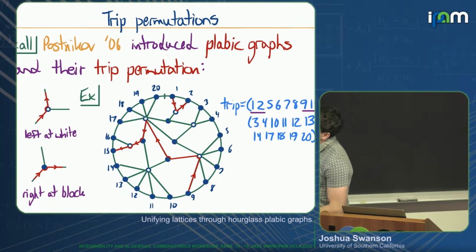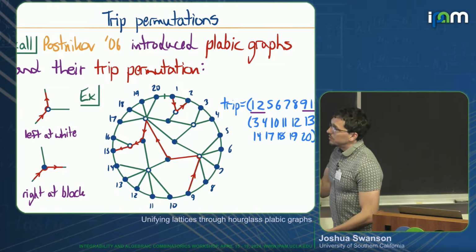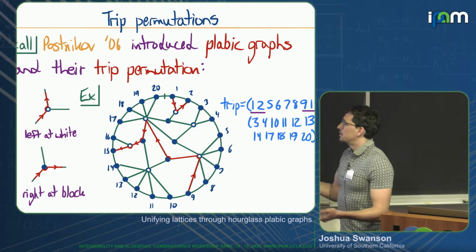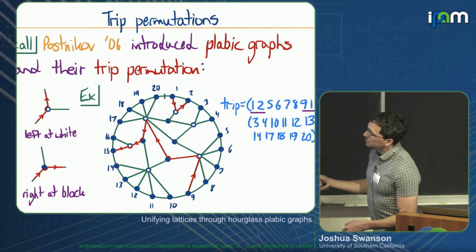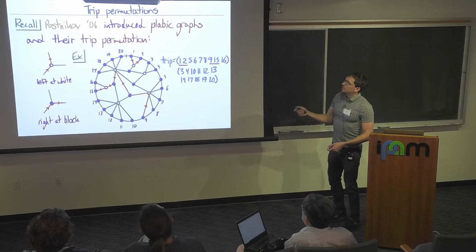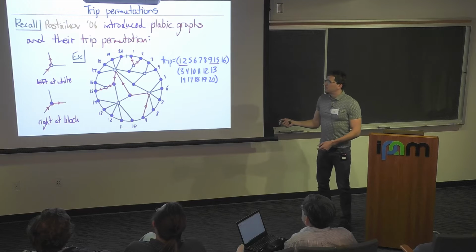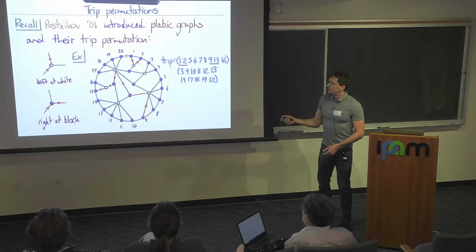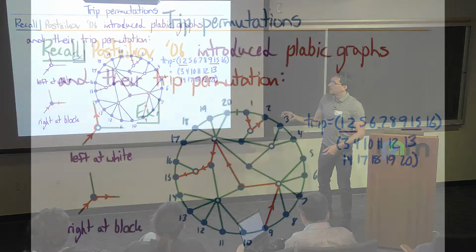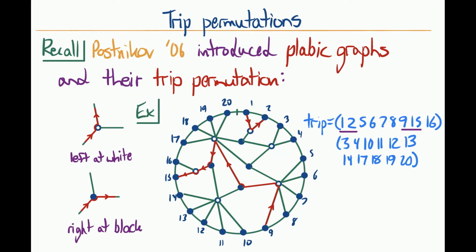So, quick crash course. Postnikov introduced plabic graphs, which are similar to hourglass plabic graphs. He doesn't have hourglass edges. The key thing about plabic graphs is that they have trip permutations. As Pasha was saying, we take a left at white, we take a right at black, and so this, for instance, is a trip permutation there. We can compute, this is the cycle notation of the trip permutation of this plabic graph.